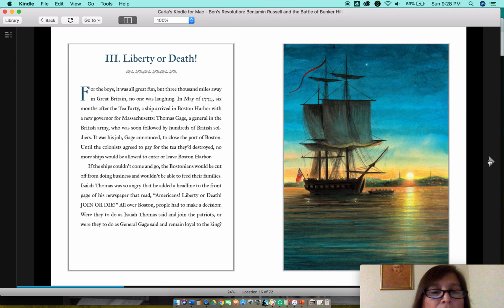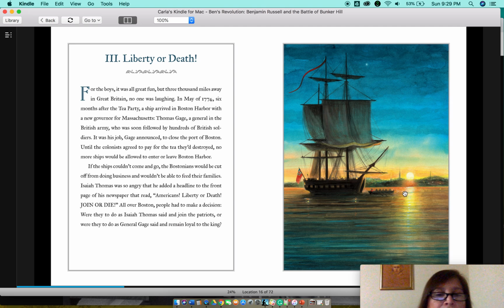It was his job, Gage announced, to close the port of Boston until the colonists agreed to pay for the tea they destroyed. No more ships would be allowed to enter or leave Boston Harbor. So in the Boston Harbor, where the ships came in and out, nobody can go in and nobody can go out.